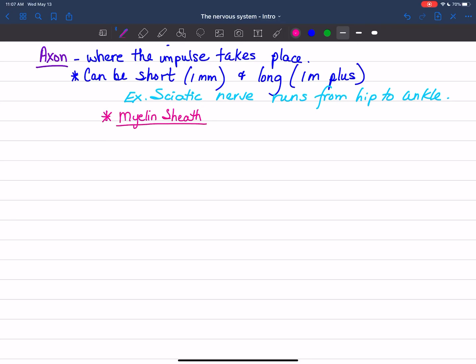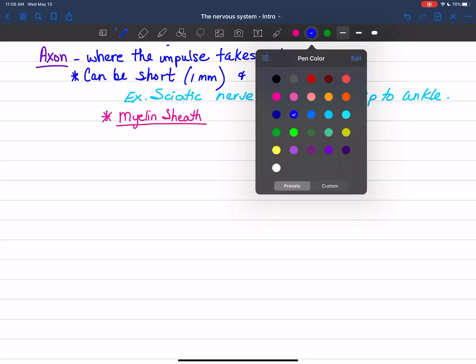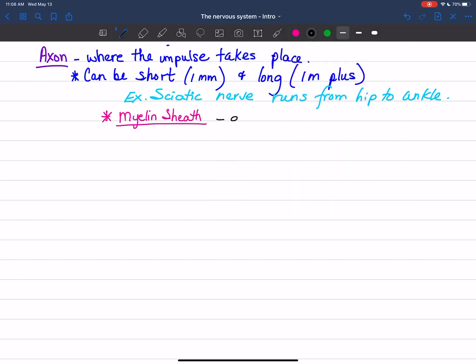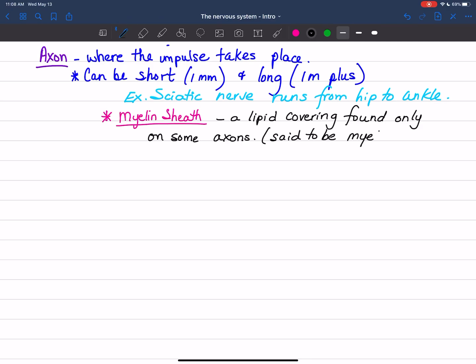So a part of the axon is that myelin sheath, which is a lipid covering that is found only on some axons. So not all neurons will have this myelin sheath covering. These kind of axons are said to be myelinated. So you would say myelinated neurons or myelinated axons.